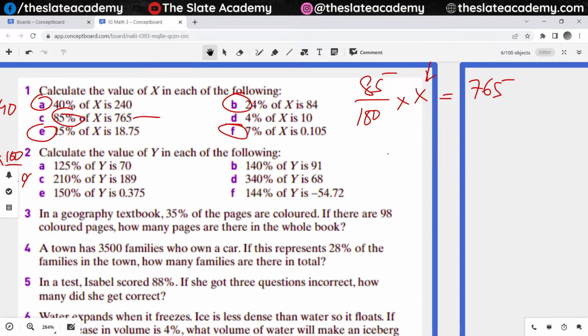If I move this 85 over 100 to the other side of the equation, 765 would stay as it is. 85 over 100 over here, if it goes over there, it would become 100 by 85. So now in your calculator, you can put 765 multiplied by 100 divided by 85, and you will get the value for x.